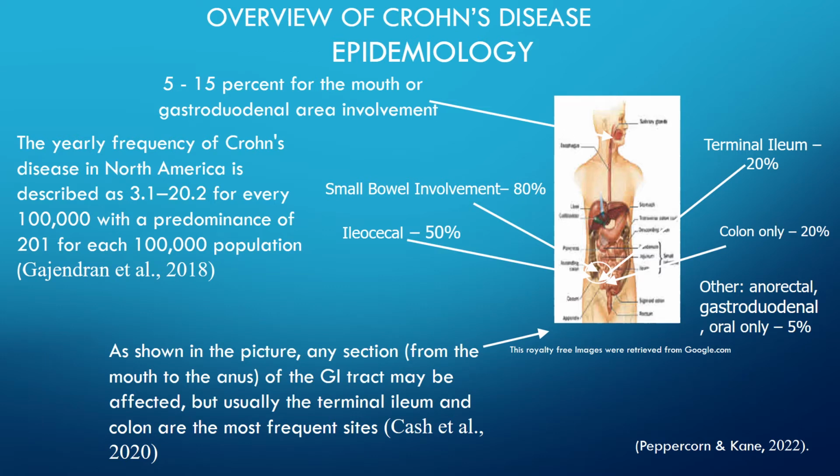Overview of Crohn's disease epidemiology. 5 to 15% have mouth or gastroduodenal area involvement. The yearly frequency of Crohn's disease in North America is described as 3.1 to 20.2 for every 100,000 people, with a prevalence of 1 for each 100,000 persons in the population. And you can see the picture that shows different sections and the involvement for each section in percentages.